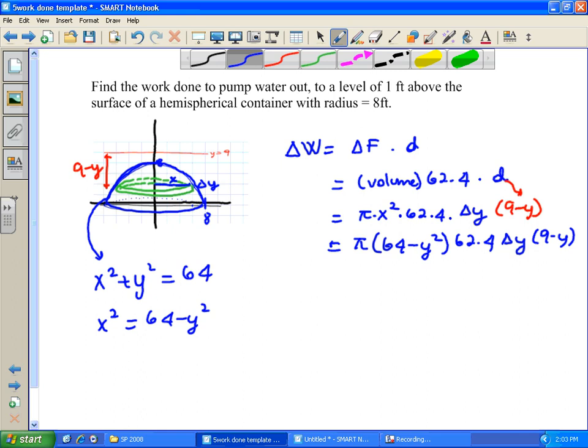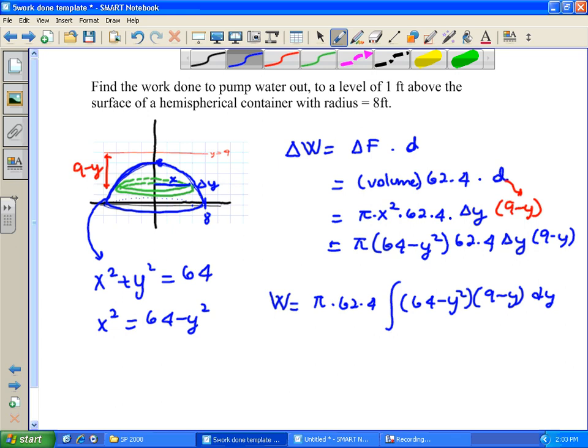Okay? And to find the total work done, what should I be doing now? Integrate the above, right? That's just for one slab. You want to find for total, for all the slabs, total work done to pump this container, the contents up to y equals 9 level. So let me begin by putting all the constants up front. Inside the integral sign, I have 64 minus y squared times 9 minus y. And the limits of integration are, let me hear some suggestions from you guys. What will be the limits of integration here?